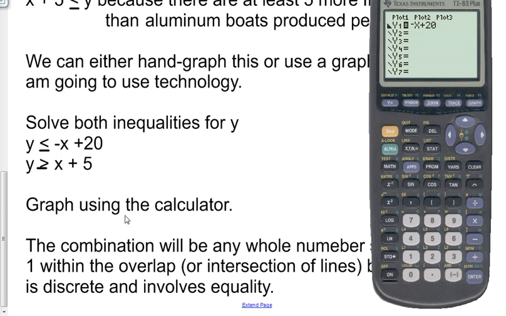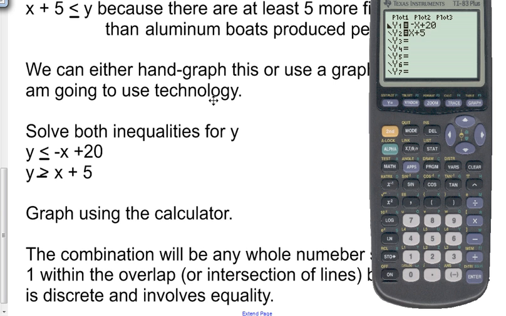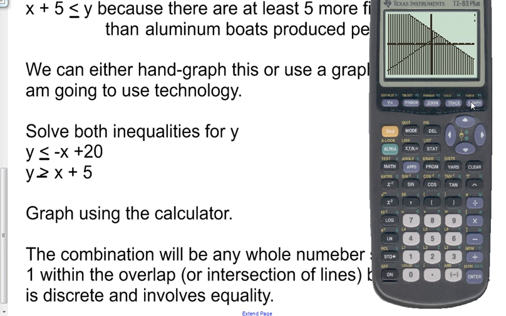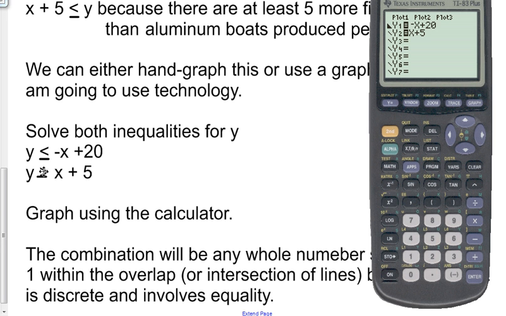Next one. I'm going to plug in my equation for the second inequality. So I've plugged in X plus 5. I'm going to hit graph. So now I need to test whether or not 0, 0 is going to be in the solution set for this line. So I'm going to go back to my Y equals X plus 5. Is 0 greater than or equal to 5? Well, no. So 0, 0 is not going to be included, so I know it's going to be above the line.